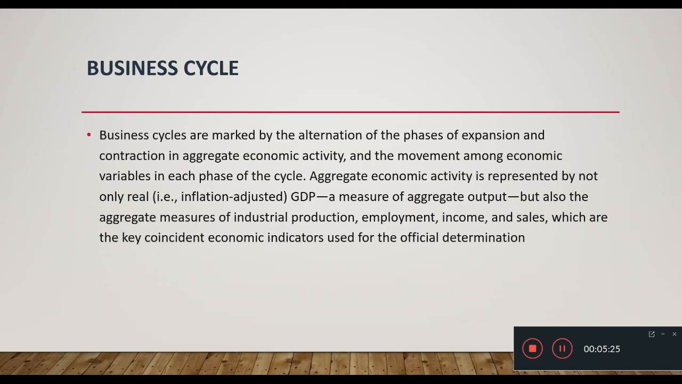Next is the business cycle. Business cycles are marked by alternating phases of expansion and contraction in aggregate economic activity. The movement among economic variables in each phase of the cycle: aggregate economic activity is represented not only by real, that is inflation-adjusted, GDP, a measure of aggregate output, but also by aggregate measures of industrial production, employment, income, and sales, which are the key constituent economic indicators used for the official determination.